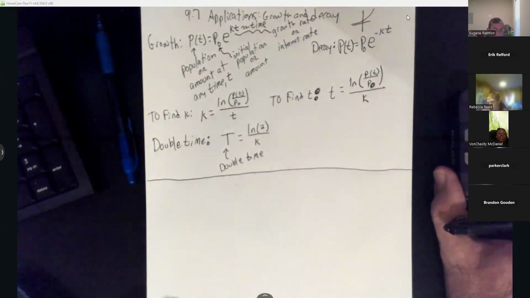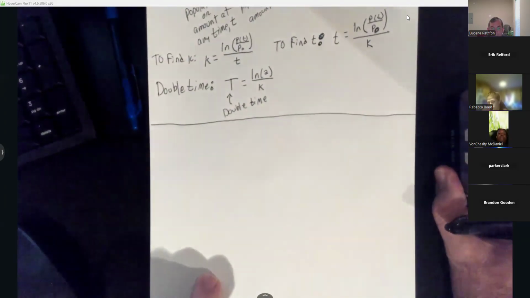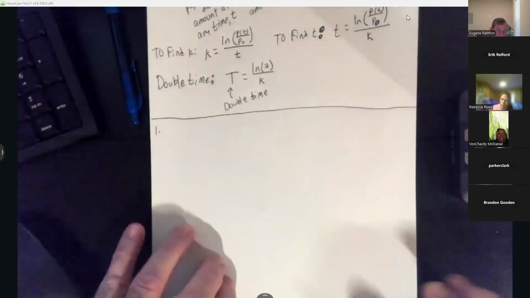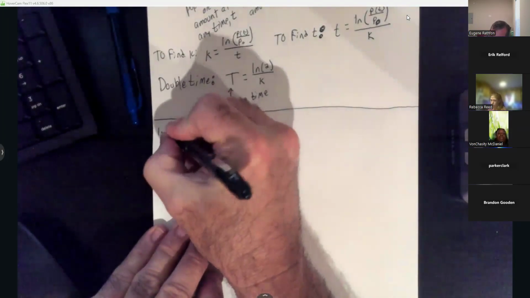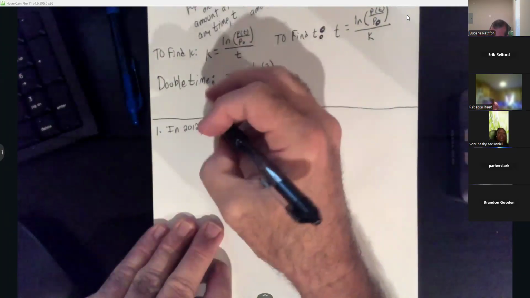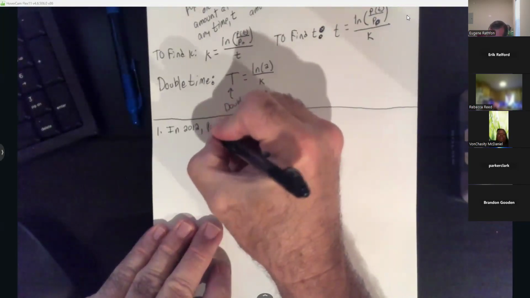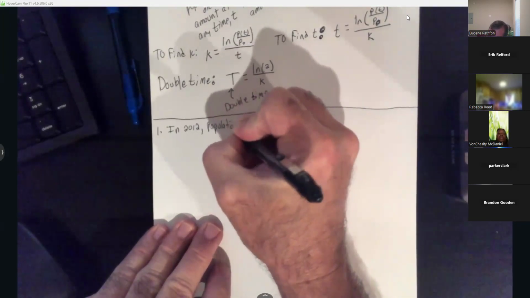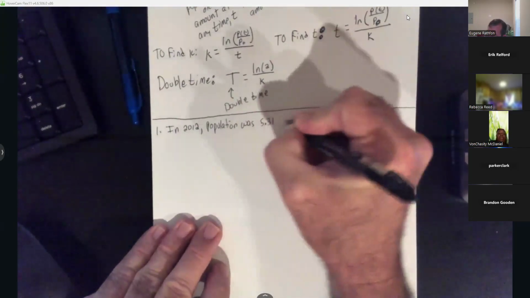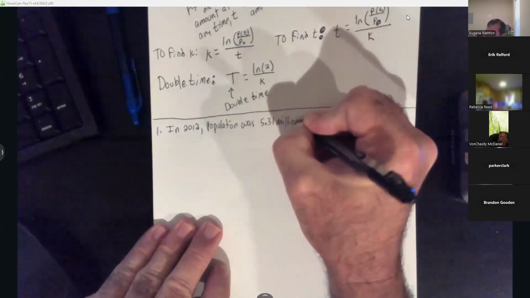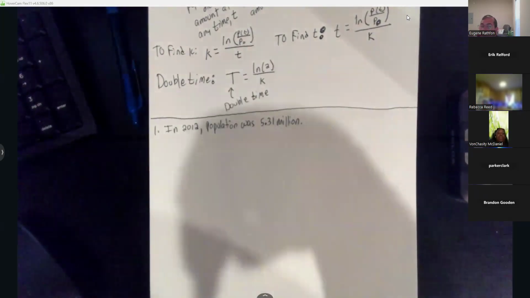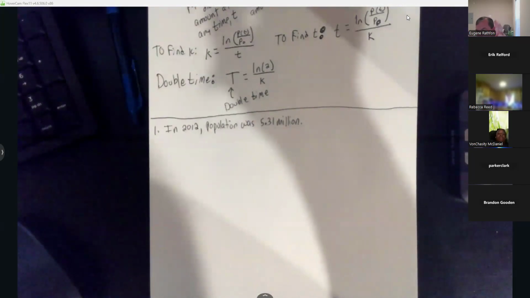All right, y'all, so I'm going to start with number 1. It says in the year 2012, the population of a city was 5.31 million. So it looks like in this example, they're going to refer to our formula, and P will stand for population, actually, okay?